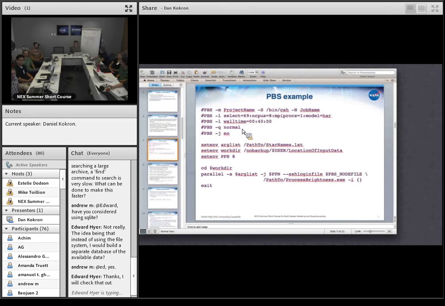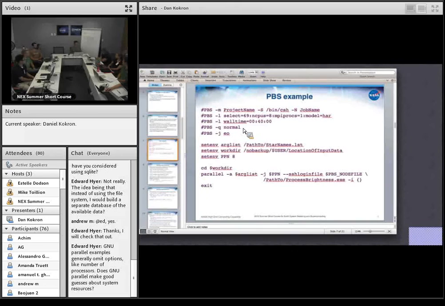Is the pound sign a prompt, or is that a comment? The pound sign is how you reference environment variables in your shell. So $arglist and $workdir are environment variables that we set right here. I'm sorry, he's talking about the #PBS stuff. Yeah, the #PBS. Are these shell commands, or is this a script? Those aren't comments, are they?